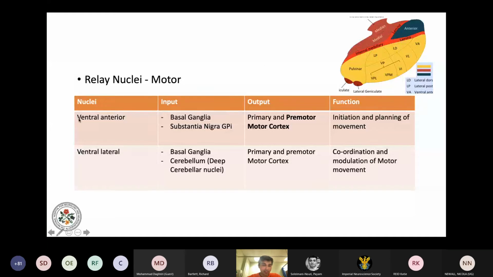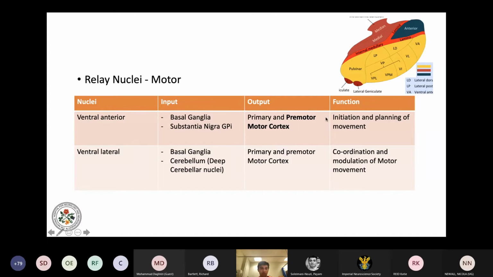relay areas. The ventral anterior area, it's been shown again, all of these are based on studies, that it's receiving input from the basal ganglia in the form of the GPI, and it also receives input from the substantia nigra. And it outputs mainly to the premotor cortex. It's also been shown to output to the primary motor cortex. And its role is primarily, as you can see from these, initiation and planning of movement, as the majority is output into the premotor cortex.